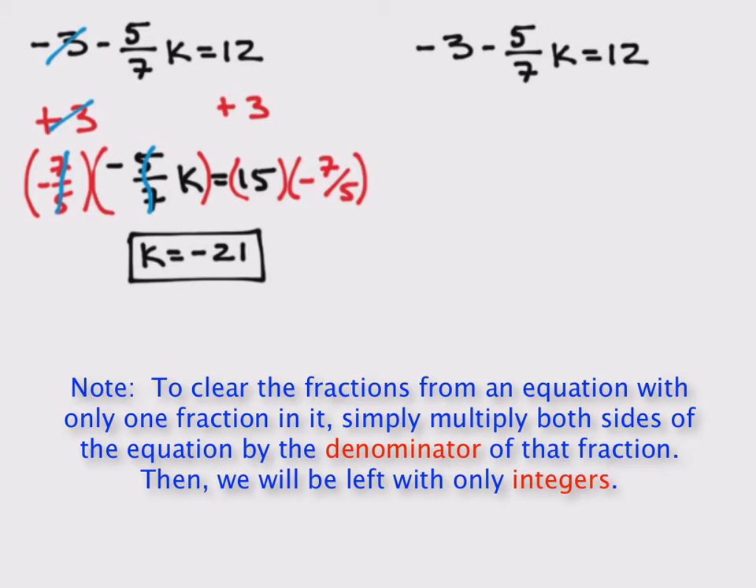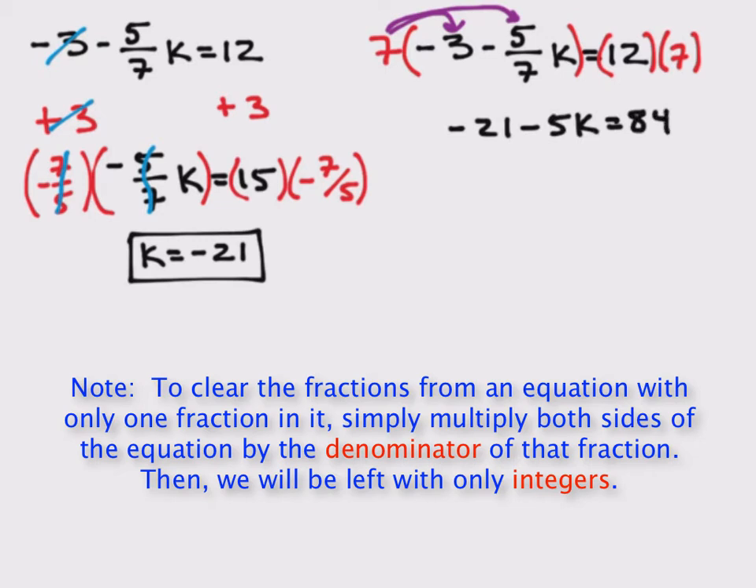So check it out. If we multiply both sides of the equation by 7, now we're left with an equation involving only nice integers. It's still a two-step equation, but no problem. First things first, let's add 21 to both sides to isolate this -5k. Then, let's divide by -5 on both sides to isolate that k and solve the equation.